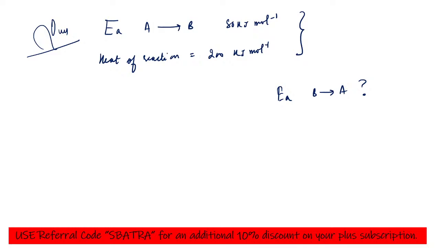Let's take the very first question right there in front of your screen. What is given in the question? Activation energy is given. You have a reaction A giving B as product, and the activation energy for this reaction is 80 kilojoules per mole, and the heat of reaction is also given, that is 200 kilojoules per mole. What you need to find out is the activation energy for B giving A. So this is your first question.